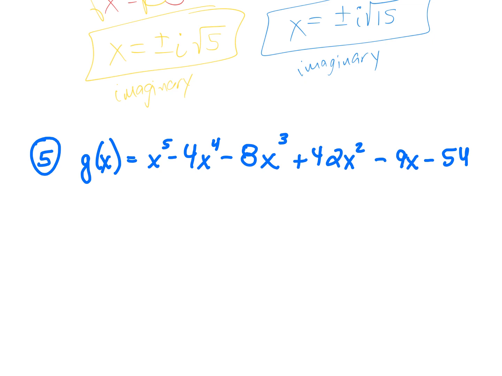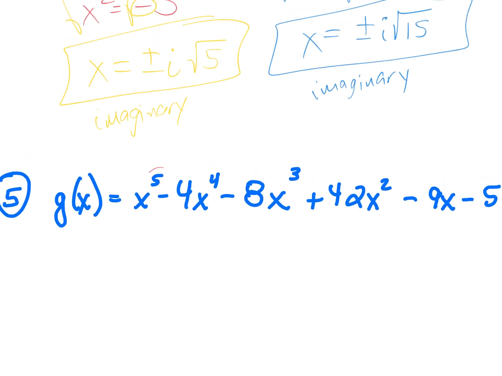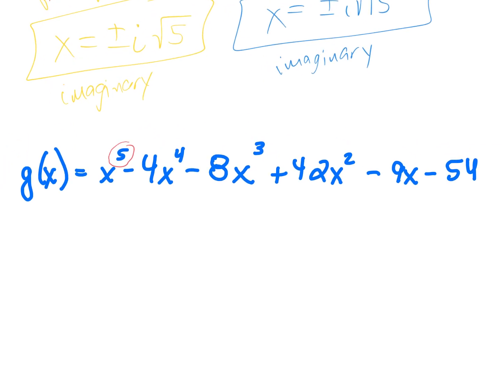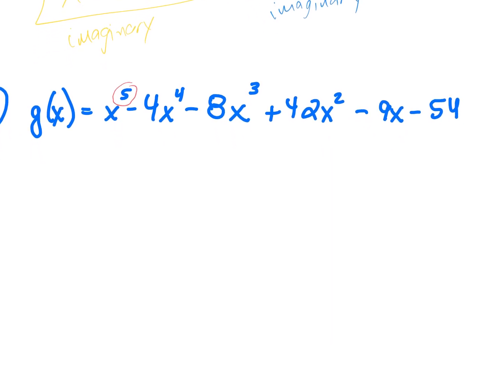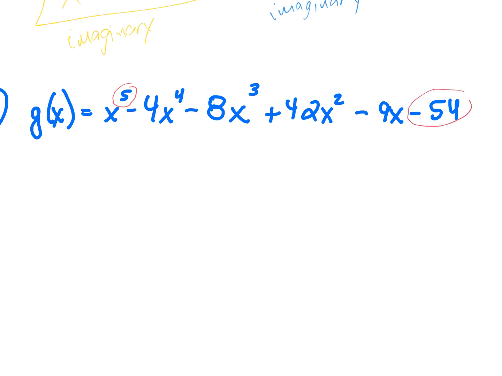How many answers should I have for this? 5. I should have 5. Guys, we don't know any other method to factor when we have x to the 5th other than what? P over Q, right? I have 54. It's a big number, so I've got to write all the factors of 54.